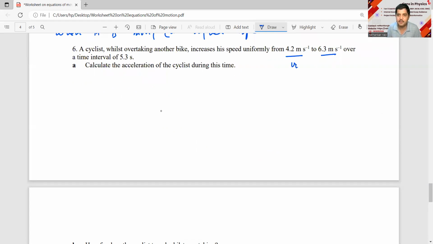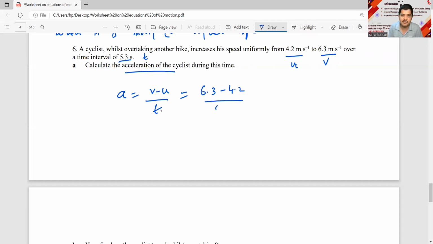U. U is this one, 4.2. And what is V? 6.3. Over a time interval of 5.3 seconds. Direct question here. So he's asking you the acceleration of the cyclist. Simple answer. You can say acceleration a is equal to v minus u divided by t, which should be 6.3 minus 4.2 divided by 5.3.